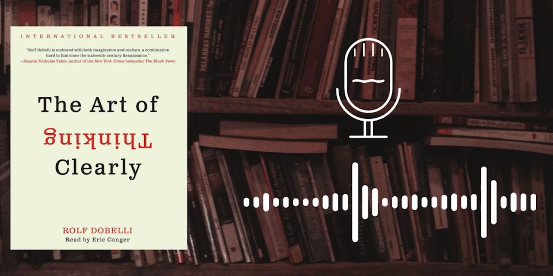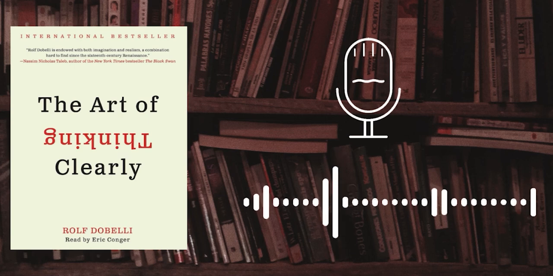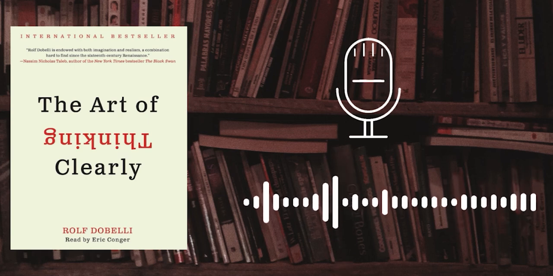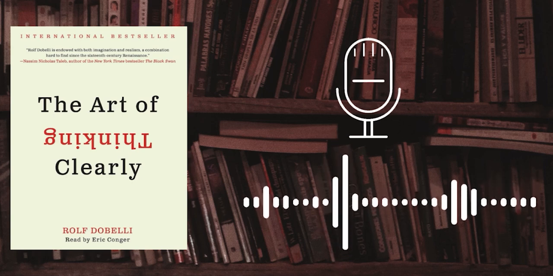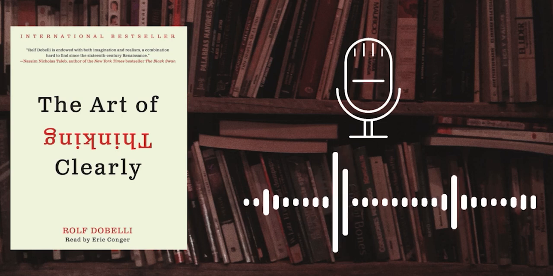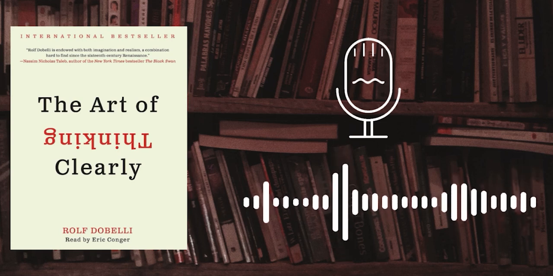Conjunction fallacy. The conjunction fallacy occurs when we assume that specific conditions are more probable than general ones. This leads to illogical conclusions. Understanding the conjunction fallacy helps us evaluate probabilities more accurately and make better decisions.